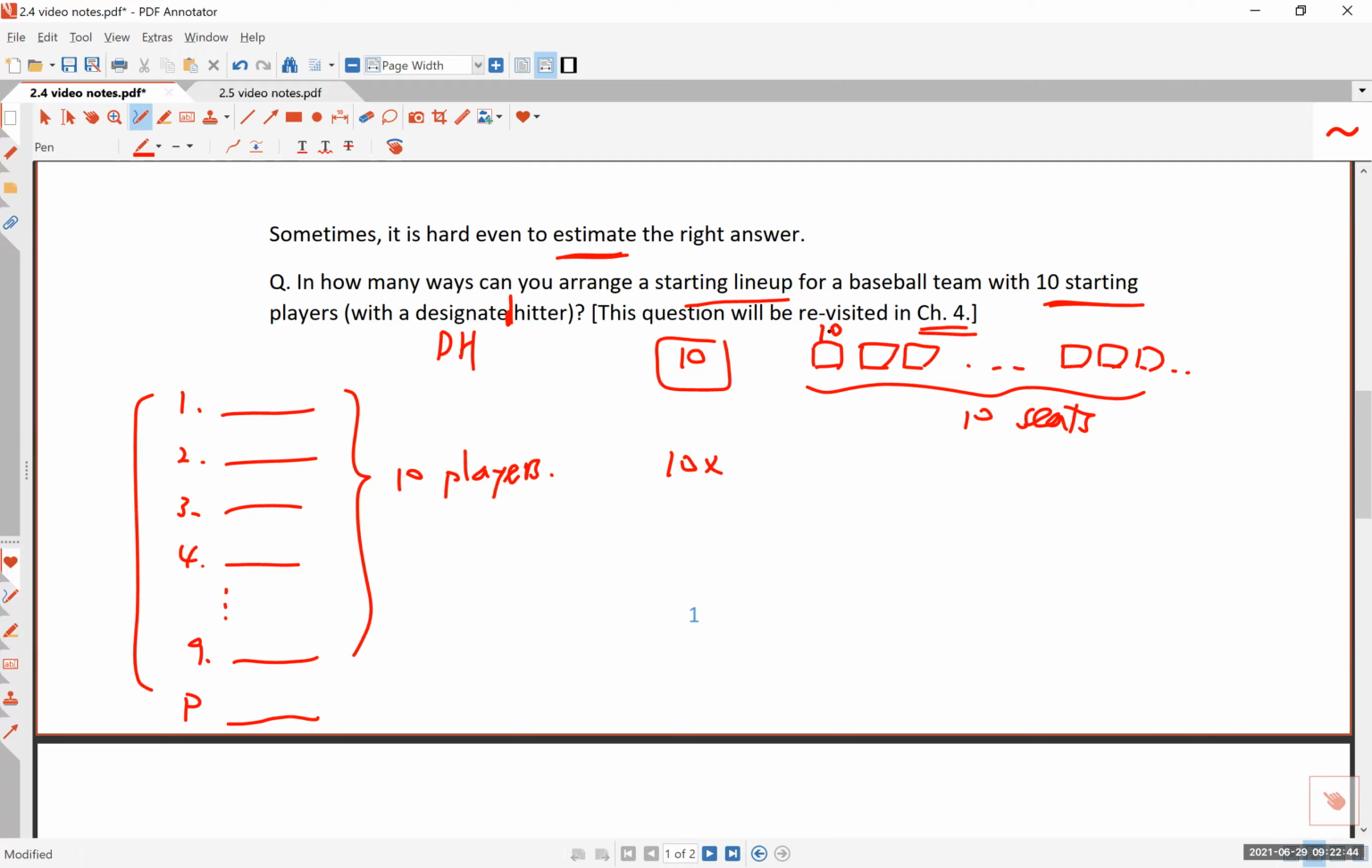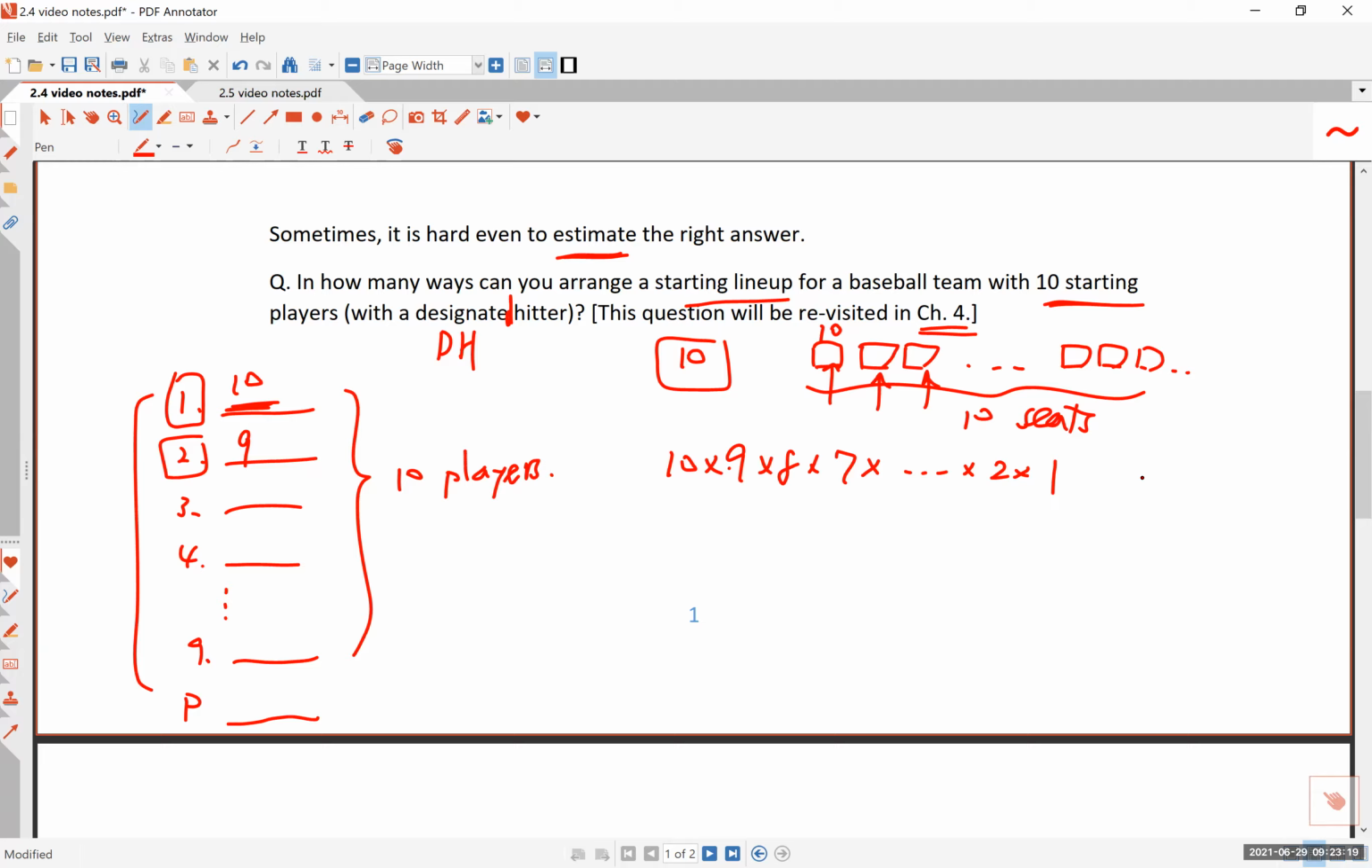There are 10 people to choose from for your first seat, or, who is going to be the leadoff hitter? Well, any one of those 10 people. But once you choose one of those 10 people, there are only 9 left for the second hitter. So then you multiply 10 by 9, and then 8, 7, because the number of available players decreases by 1 each time you place somebody in a spot. And so the answer is the product of all of these numbers from 10 down to 1.